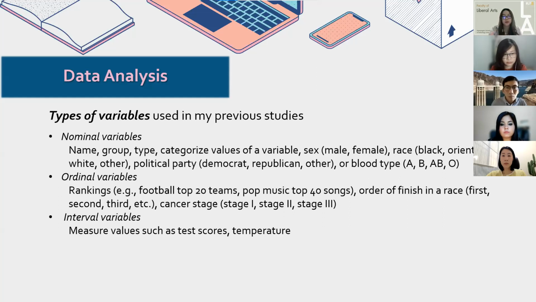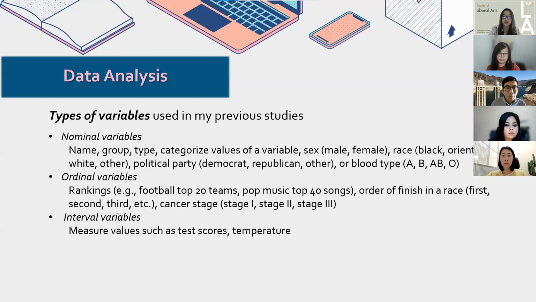The first one is nominal variables. Nominal variables simply name, group, type, classify or categorize values of a variable, and they are just names. Nominal scales name, and that is all they do. So you can remember that nominal is the name, just the name, or we can call it a categorical variable as well. Some examples are sex or gender, race, political party, or blood type.